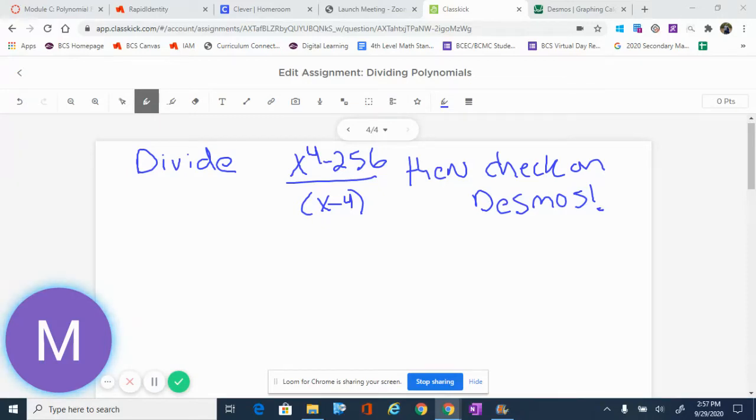Boom! We're going to be dividing some polynomials today, but this time it's going to look a little bit different, because as we look at that numerator, there's some missing terms in that polynomial. So we're going to set it up just a little bit different, and we're going to solve it. We're going to divide it, and then we're going to head over to Desmos. We're going to check our work.